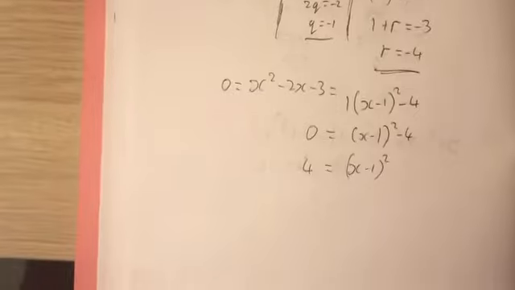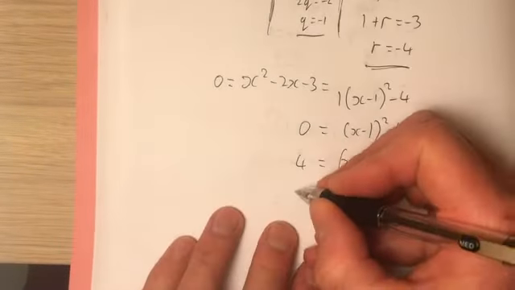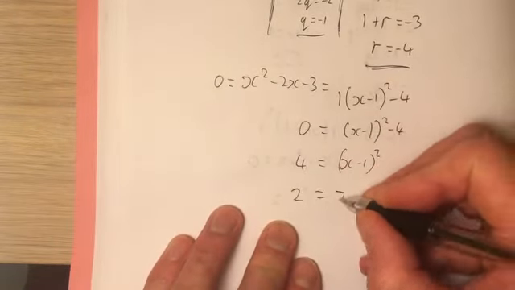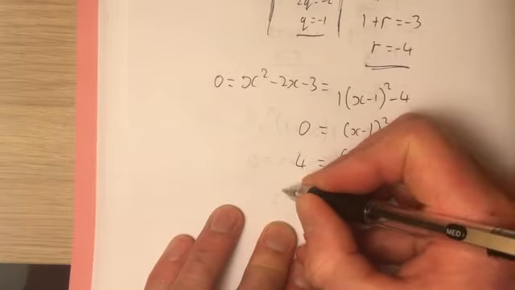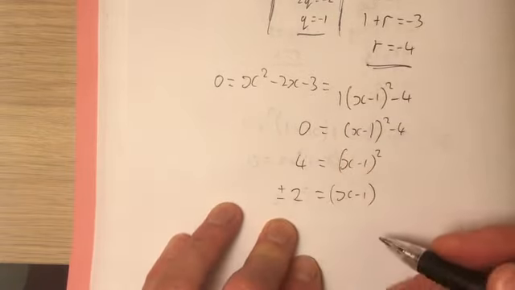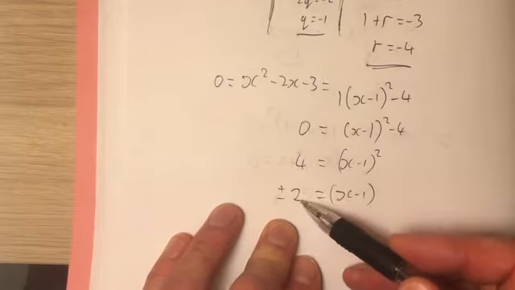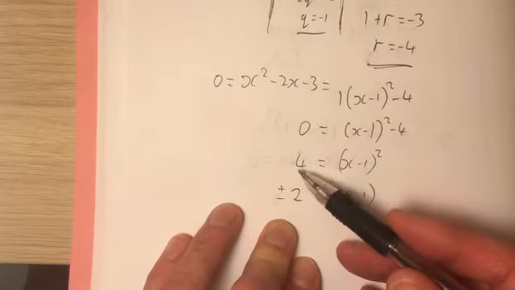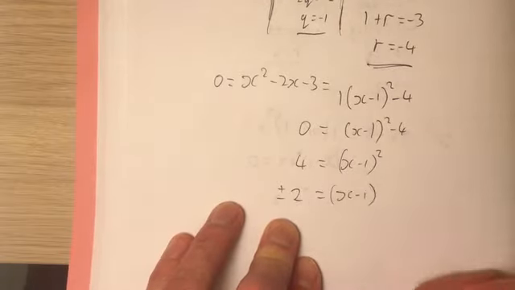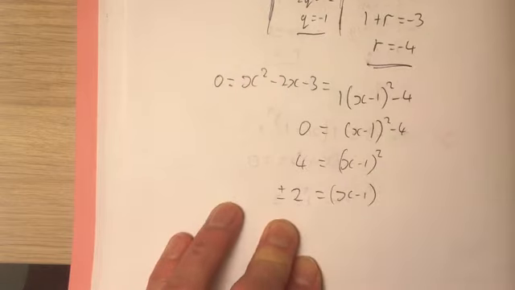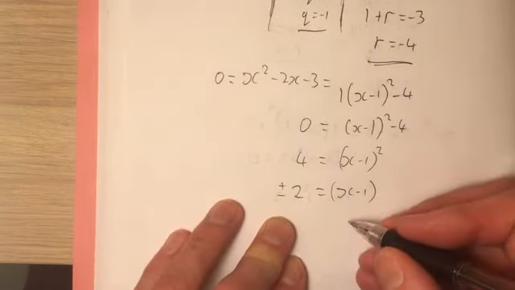I'm going to do some square rooting, and 2 is going to be x minus 1. Technically it's plus or minus 2, remember, because negative 2 times negative 2 gives you positive 4. The square root of 4 is plus or minus 2. And then that gives me two possible solutions, right?